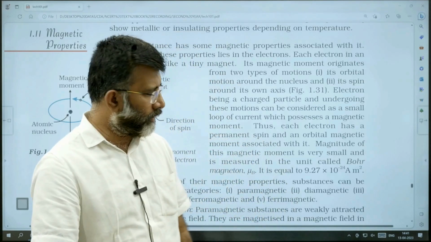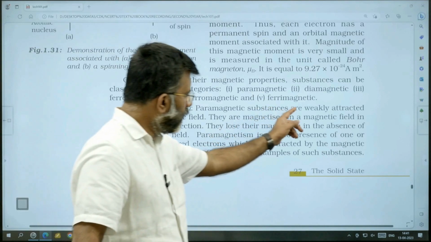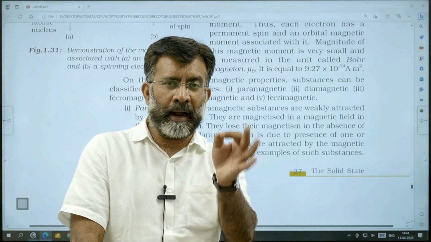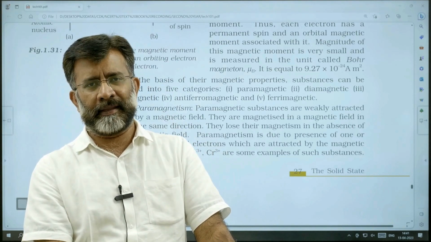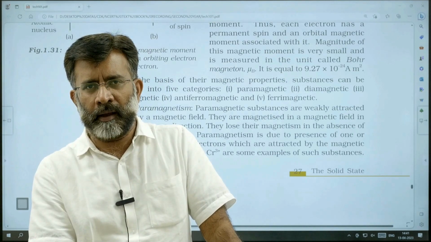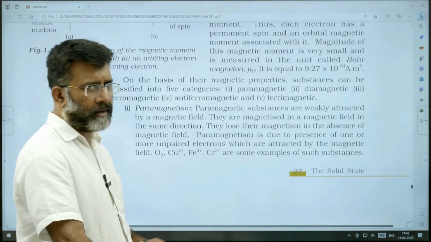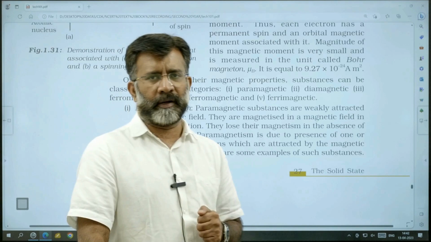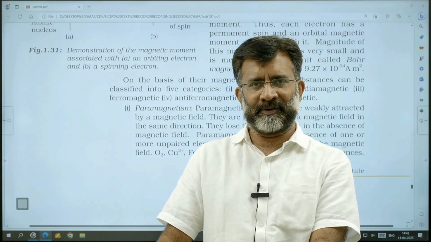What are paramagnetic materials? They are weakly attracted in a magnetic field due to the presence of unpaired electrons. Any system which contains unpaired electrons creates a weak force of attraction in the magnetic field and is called paramagnetic. Example, almost all transition metals and their compounds are paramagnetic. O2 is paramagnetic due to the presence of unpaired electrons in the antibonding pi star orbitals. All of you know that.